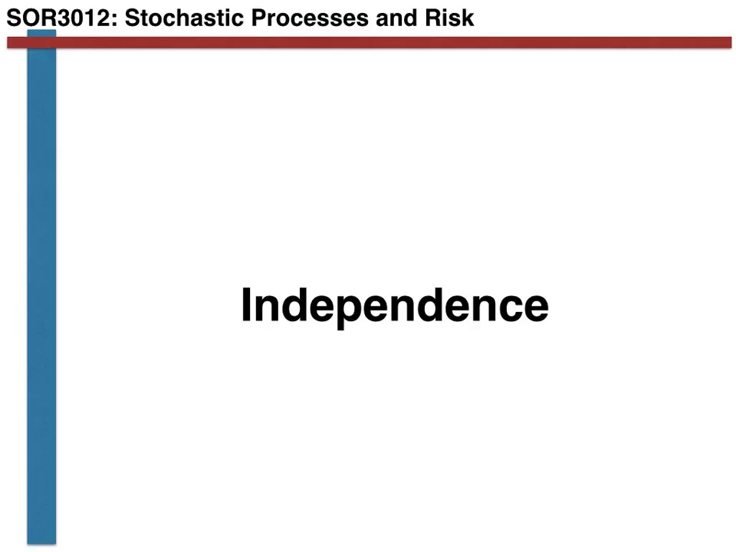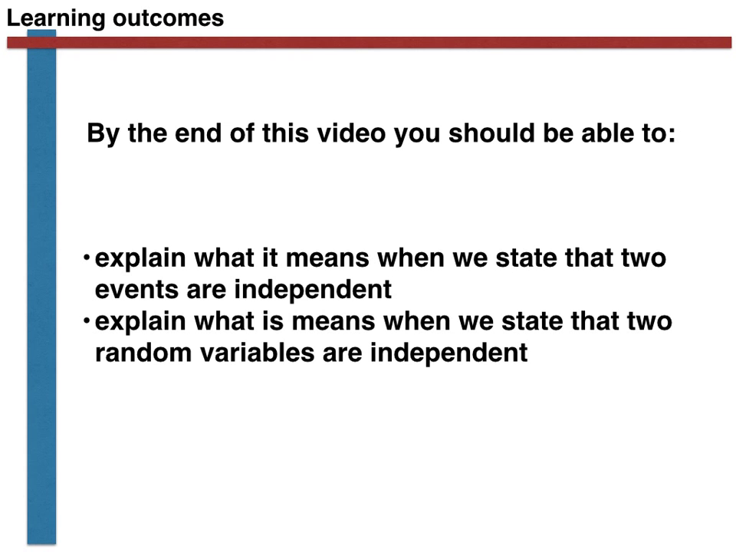In this video, I'm thus going to try and explain this distinction at length. Understanding this is not particularly difficult, but it is massively important, so please watch the video multiple times if you don't get it the first time through. Our learning outcomes here are as follows. By the end of this video, I want you to be able to explain what it means when we state that two events are independent, and I want you to be able to explain what it means when we state that two random variables are independent.